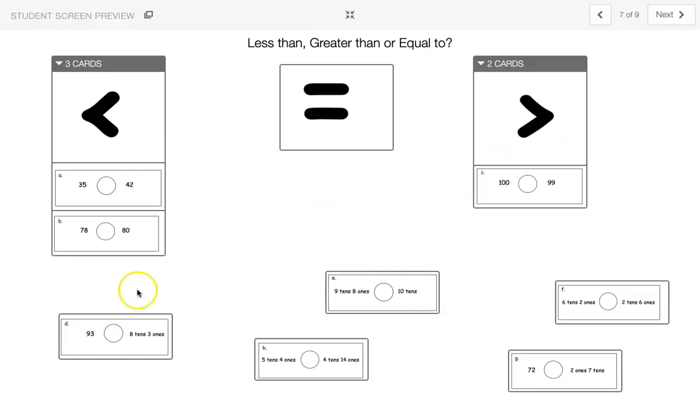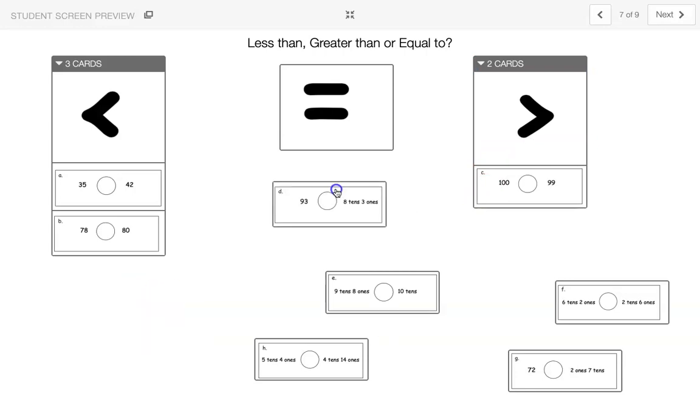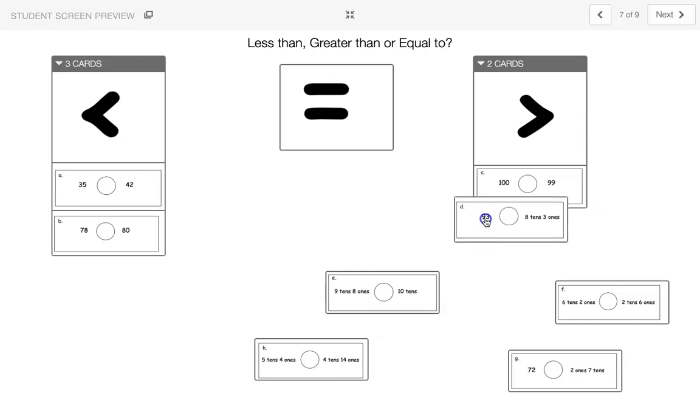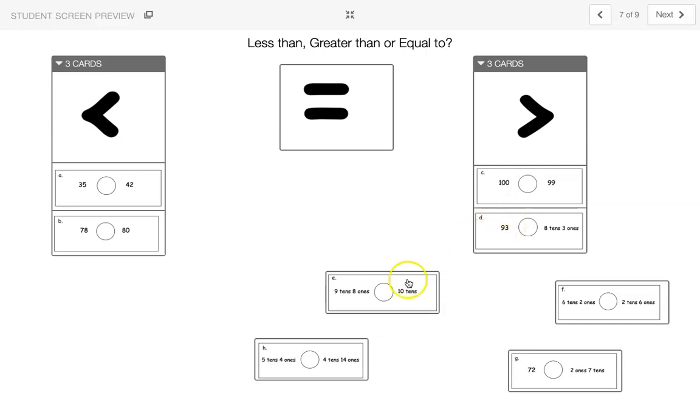All right. How about this one? How about 93? And then on the other side is 8 tens and 3 ones. 8 tens is 83. 9 tens here. 9 is going to be greater. 93 is greater than 8 tens, or 83. So let's put that there.